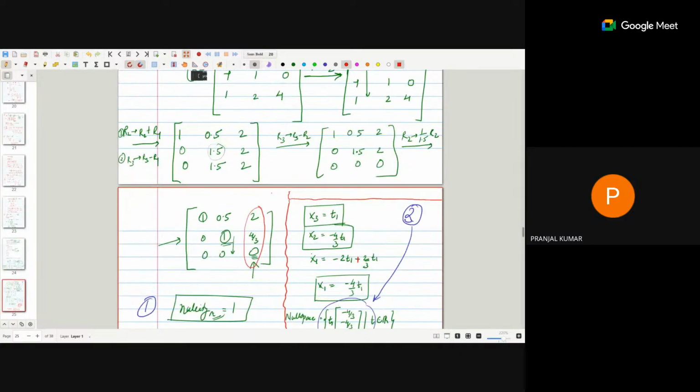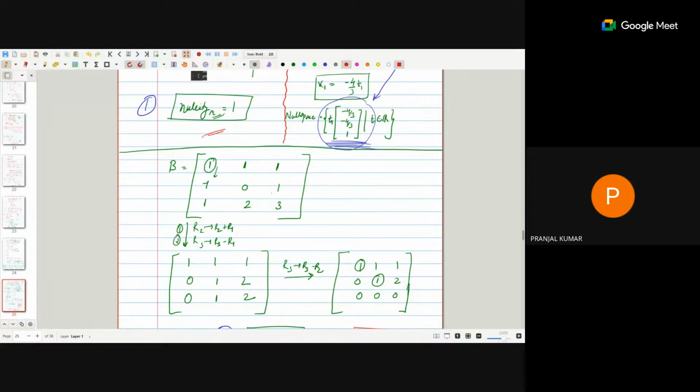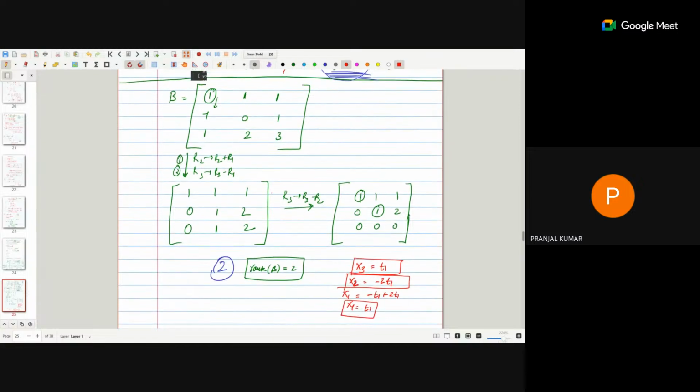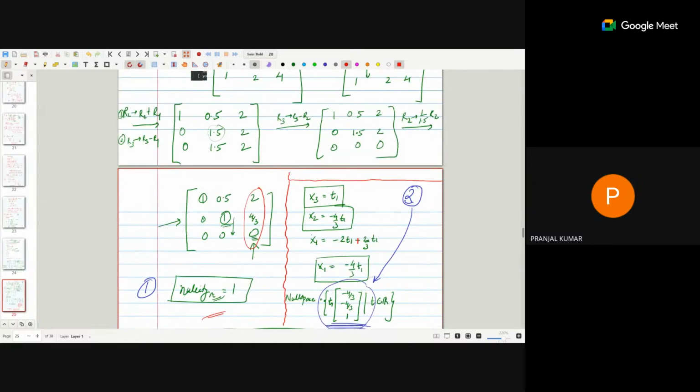Now, what is the rank of B? Again, you have to convert B to its row echelon form. After conversion, this is your row echelon form of B. So what is the rank of B? It is the number of columns with pivots, or just simply count the pivots. It is 2. So the rank of B is 2. Is this clear?